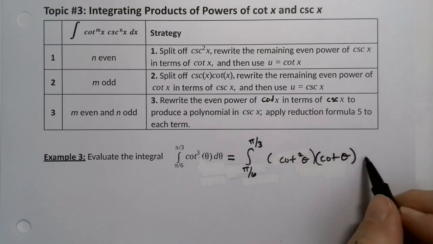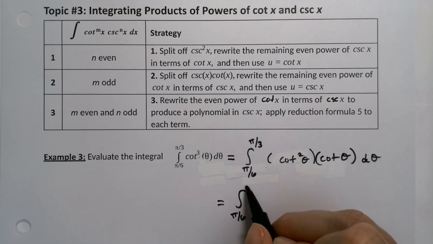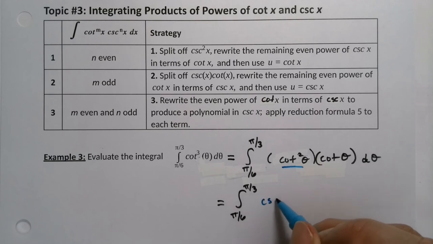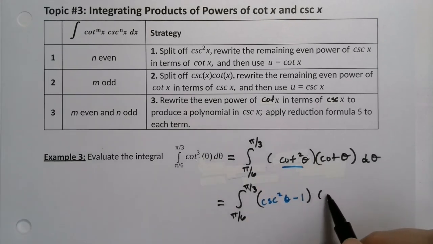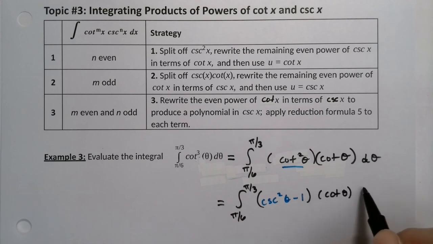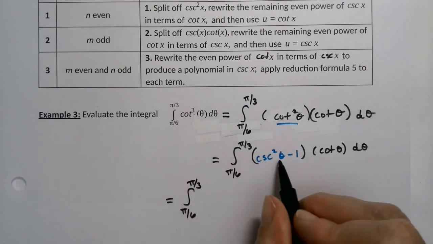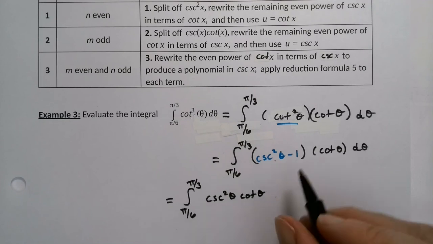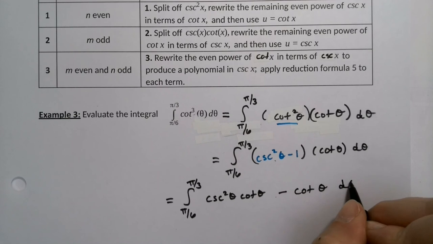d theta. But then by the Pythagorean identity, this one right here is cosecant squared of theta minus 1 times cotangent of theta, d theta, which would be equal to the integral from pi over 6 to pi over 3 of cosecant squared theta cotangent theta, that's interesting, minus cotangent theta, d theta.